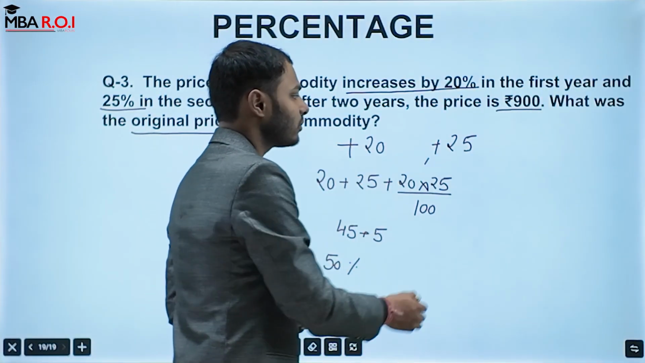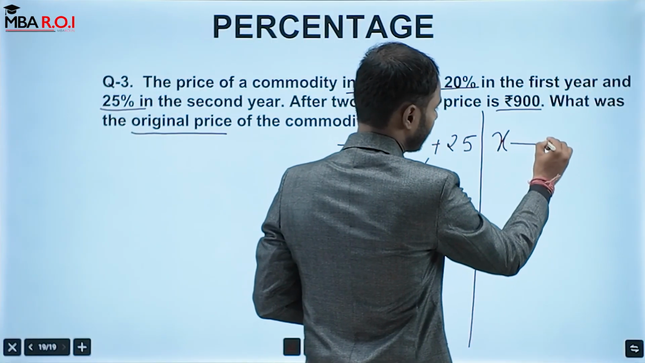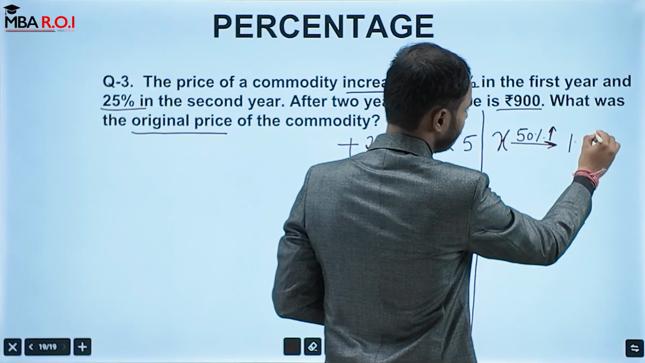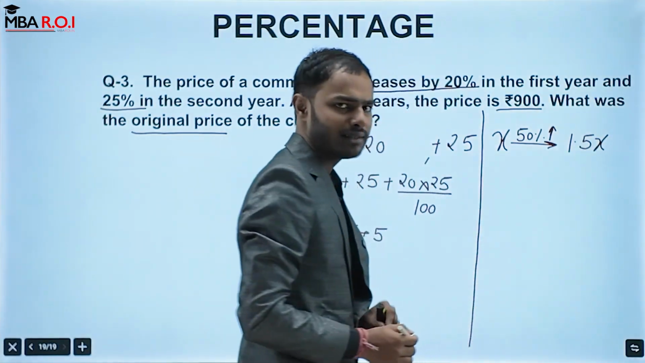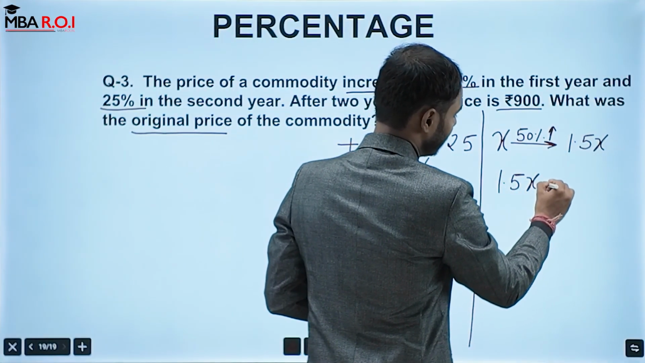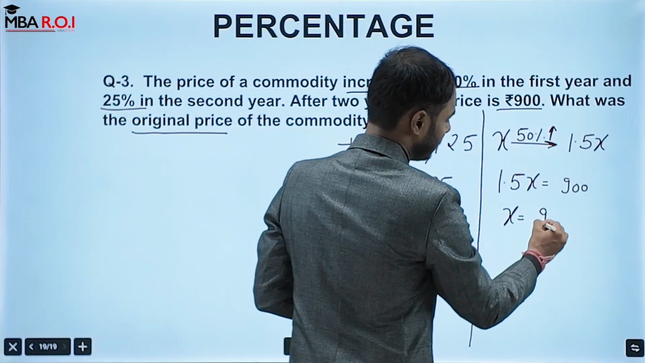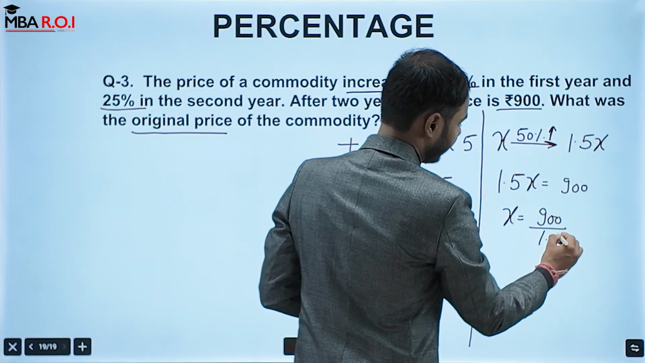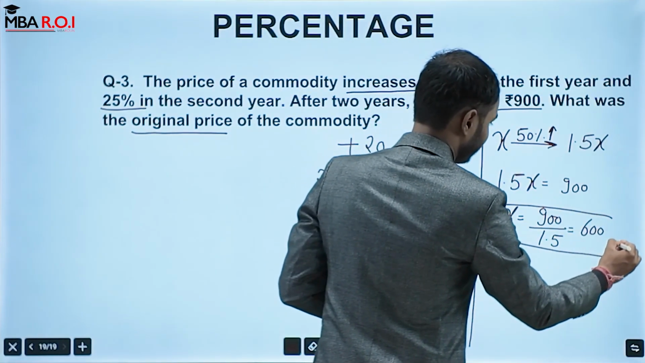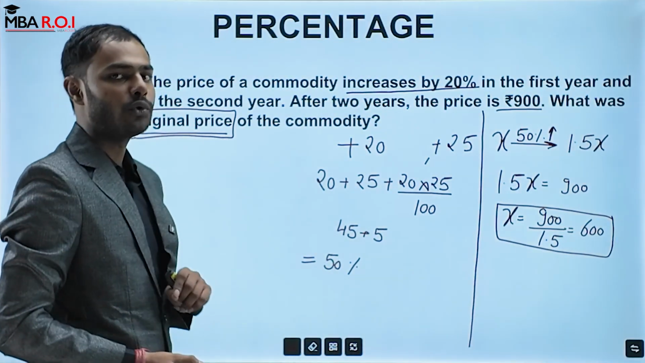And if there is an increase of 50%, we can write it as, let's say the initial value is x, and with an increase of 50%, the next number that we will get will be 1.5x. That is pretty simple. Now we know that 1.5x is equal to 900. So from this we can simply find the value of x, and that will be 900 divided by 1.5, which is simply 600. So we can say that the original price was 600 rupees.